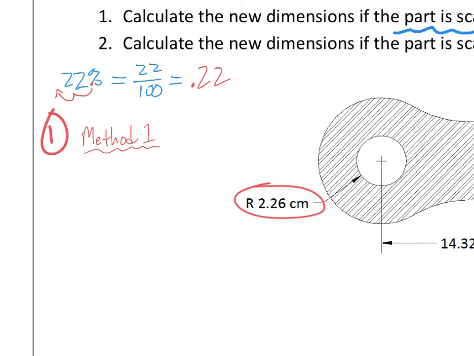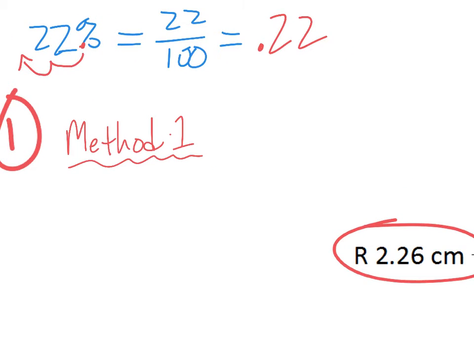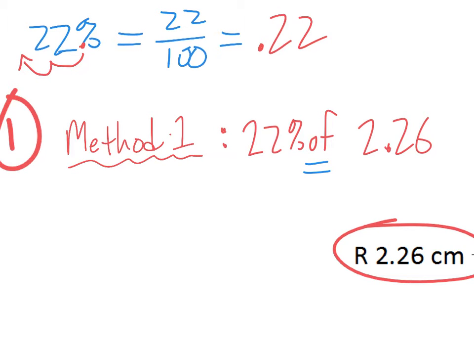So we'll start with this, the radius of the circle. That technical dimension there is the radius of this circle here. So that's how it shows up in technical drawings. So 2.26. What we need to do here is find 22% of 2.26. When we find a percent of a number, that means multiply. Whenever you see of, that means multiply. We find percents by multiplying.